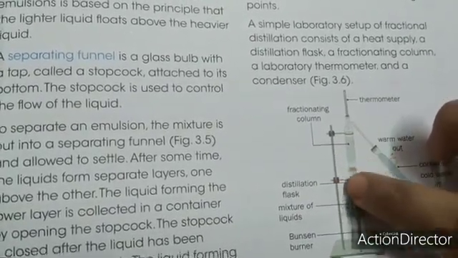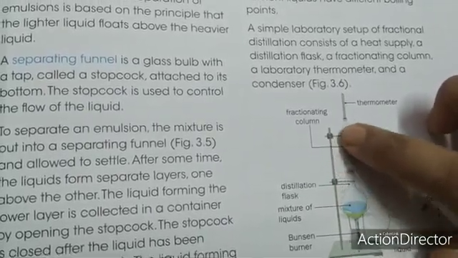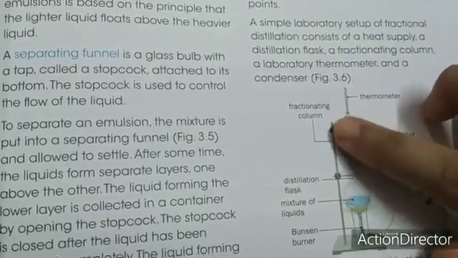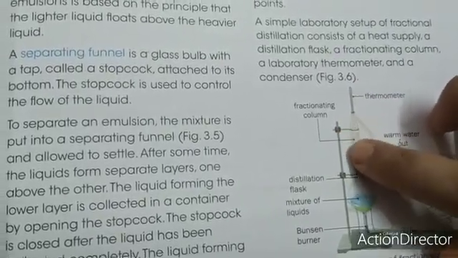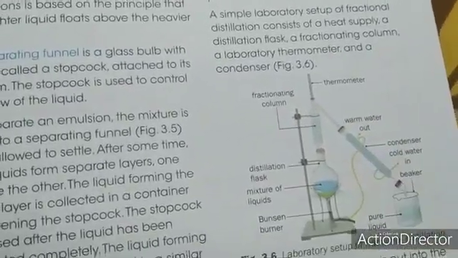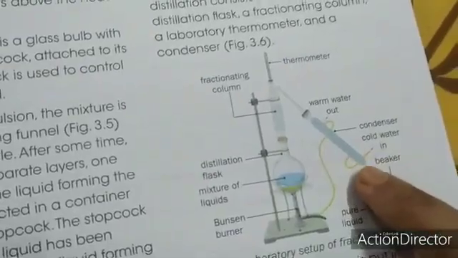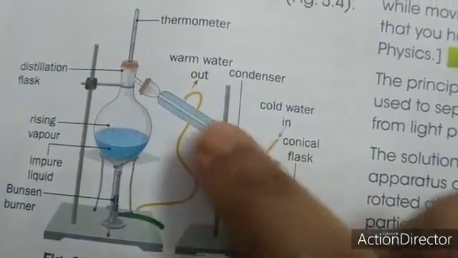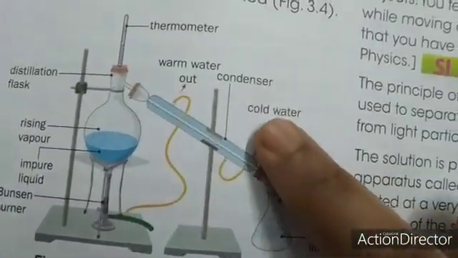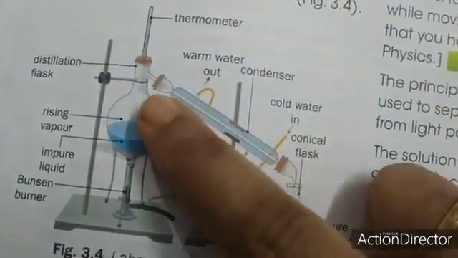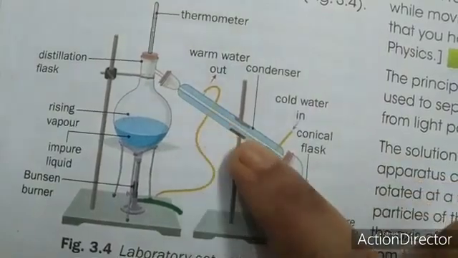When they evaporate and come in contact with the fractionating column, as it is a little bit longer, they will cool again and settle down. They cannot enter into the condenser. And you can see in the condenser there is an inlet pipe and an outlet pipe. In simple distillation also you can see an inlet pipe and an outlet pipe. Through the inlet pipe we allow cold water. You can see in the condenser, at the middle, a narrow pipe is there.